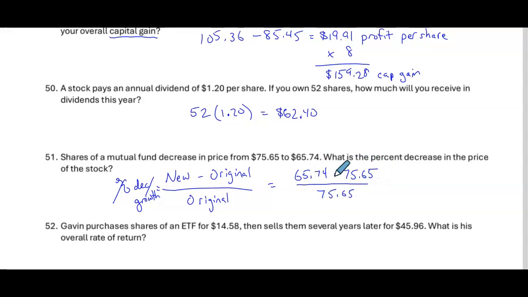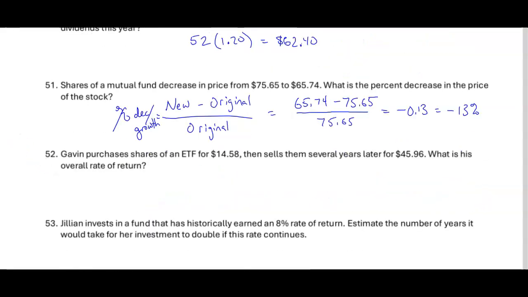So when I subtract in the numerator, I'm going to get the amount that was lost, and then divide it by the original amount to see what the percent decrease was. So it comes out to negative 0.13. If you multiply by 100, we can get a percent, so negative 13%. That's your overall percent decrease.